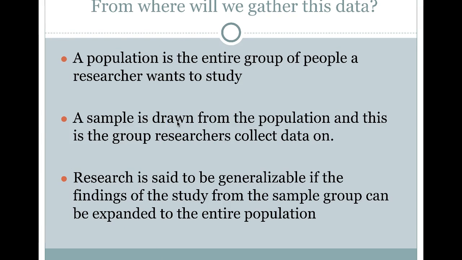So where are you going to get all this data from? A population, which is the entire group of who you're going to study. A sample is drawn, so you take a small amount of people from this population, and you can divide them up into an experimental group, into a control group, depending on what you want to do.